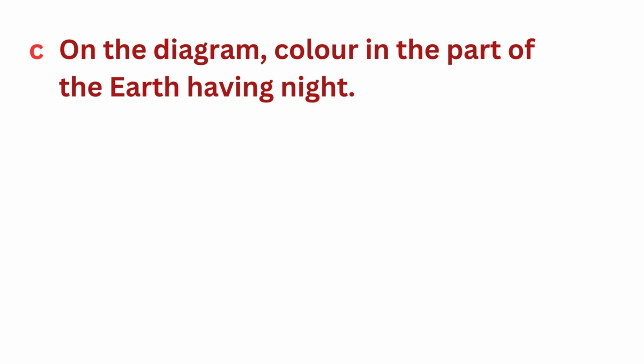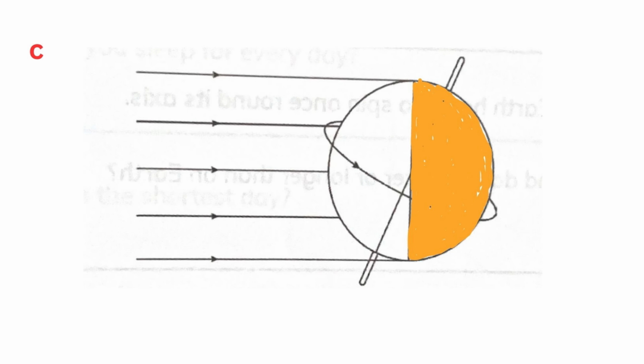C. On the diagram, color in the part of the Earth having night. So here we show color in the part facing away from the sun on the diagram. So this is the half of the Earth to the right of the vertical line.